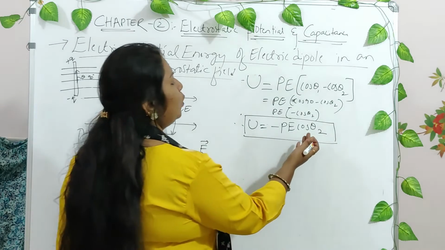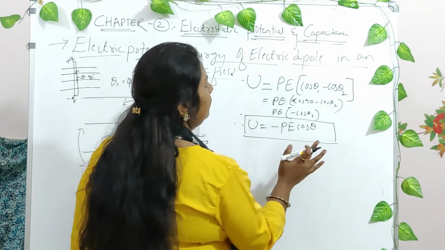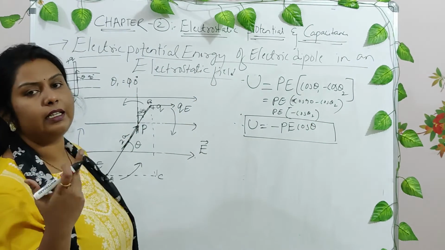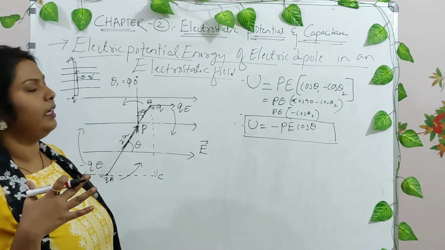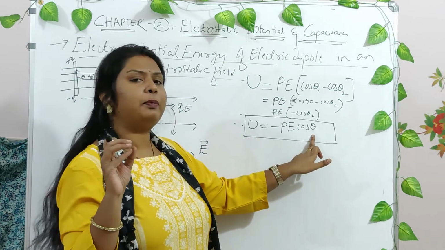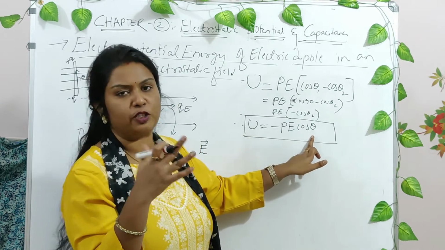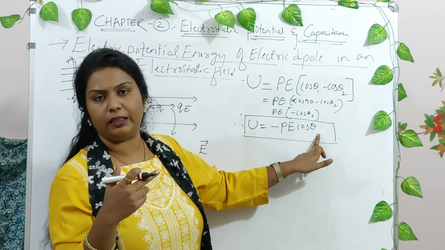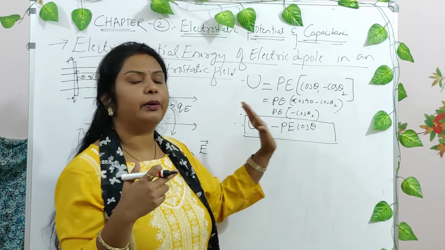Now this theta 2 can simply be written as theta. Why? Because the very first angle is already considered as 90 degrees, and its cosine value is 0. This theta represents whichever angle it is moving to. So you need not write 2 or 3 here. It is just cos theta, right?